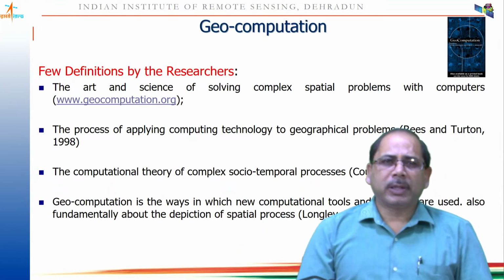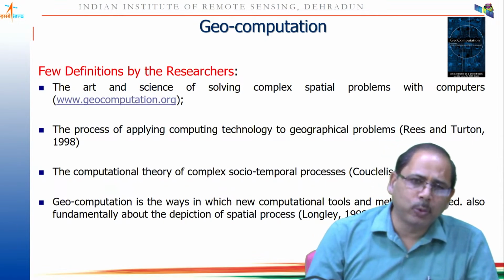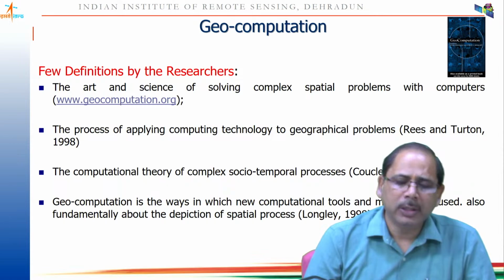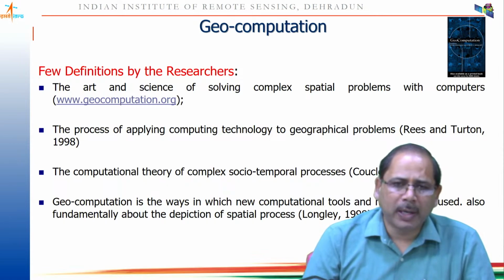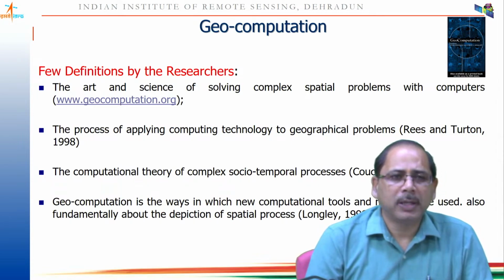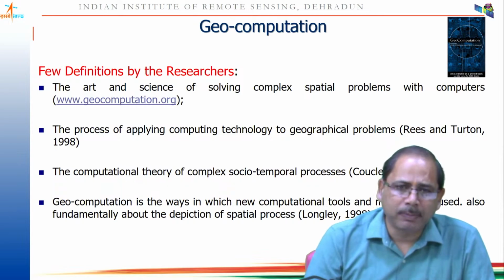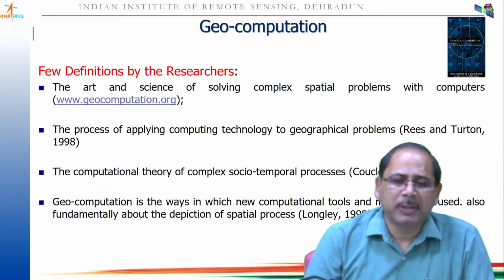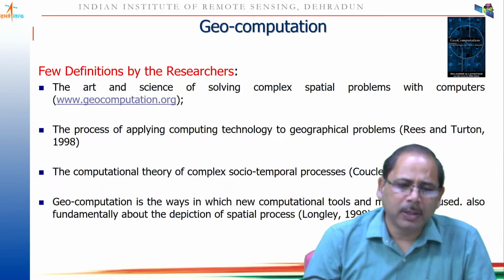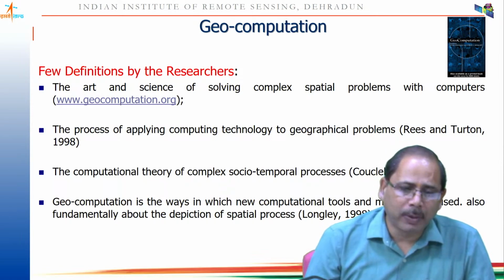So if you try to understand geocomputation, the term itself is a combination of two words. One is geo, second is computation. When I say geo, that means I am dealing with geospatial data. Geospatial data means data which basically works in space and time. We call it spatial data. Spatial means space and time. So the word geo, when we use it, deals with data related to geography or geographical data.